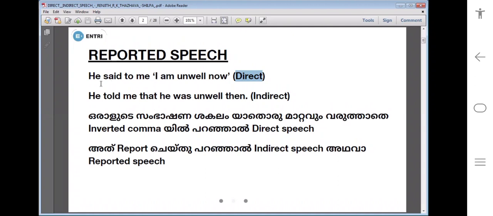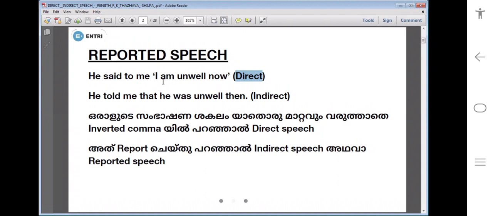For example, "He said to me, I am unwell now." "He told me that he was unwell then." You can see here, I became third person singular he. You can see here, am became was. You can see here, now became then. So to say, when you want to go from direct to indirect, you need some changes.